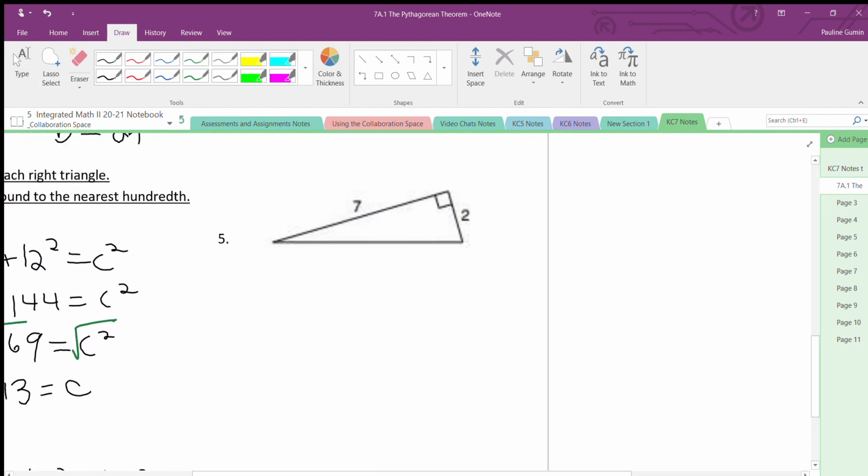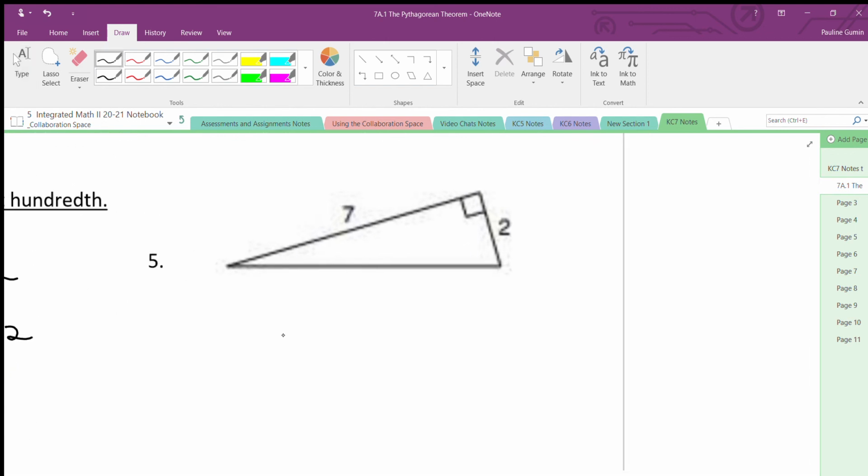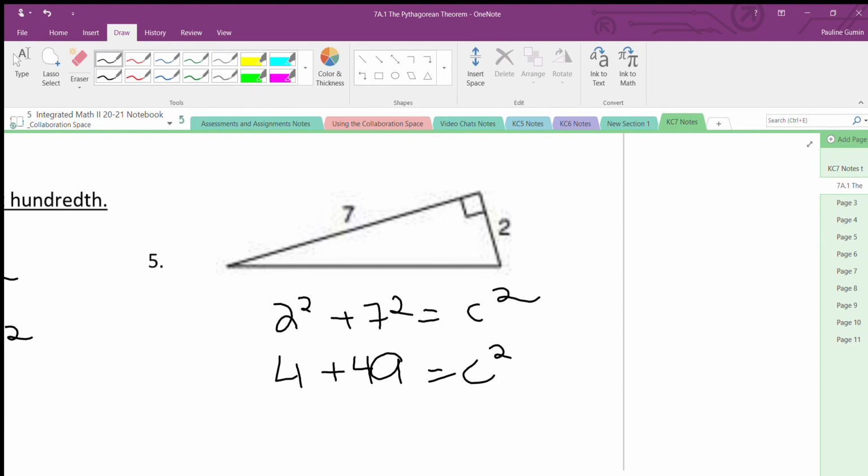Right. Lastly, let's do number 5. Telling you right off the bat, this one's going to be a funky answer. It is not a Pythagorean triple. We are given 2 legs, so we have 2 squared and 7 squared equals our hypotenuse squared. So that's 4 and 49. 4 plus 49 gives us 53. And 53 is not a perfect square. So what we're going to have to do is square root it in our calculators and round to the nearest hundredth.